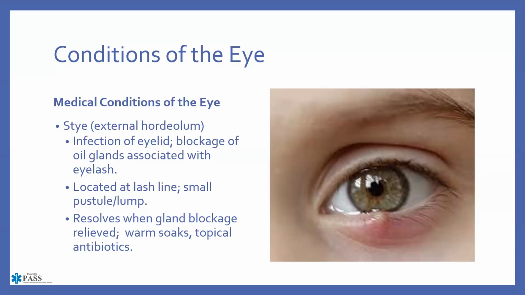So the external hordeolum, infection of the gland of the eyelid. Most of the time, these are caused by staph aureus. So it is a staph infection. And because of that, you'll have to be put on particular antibiotics that will help fight off staph. Common symptoms of this are going to be redness and swelling of the eyelid. And the differential characteristic is it is at the lash line. That's what we're actually looking for there for a hordeolum.